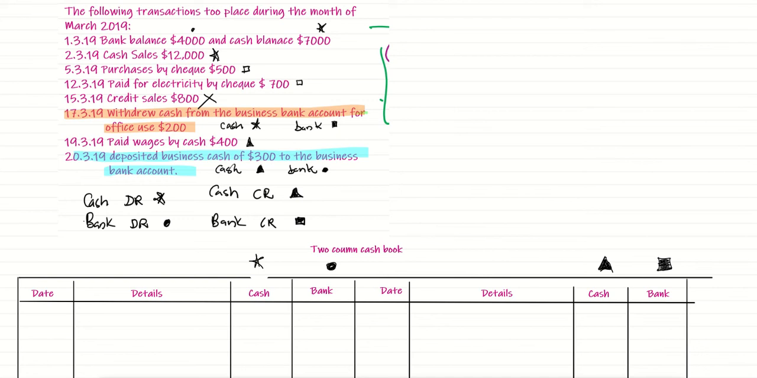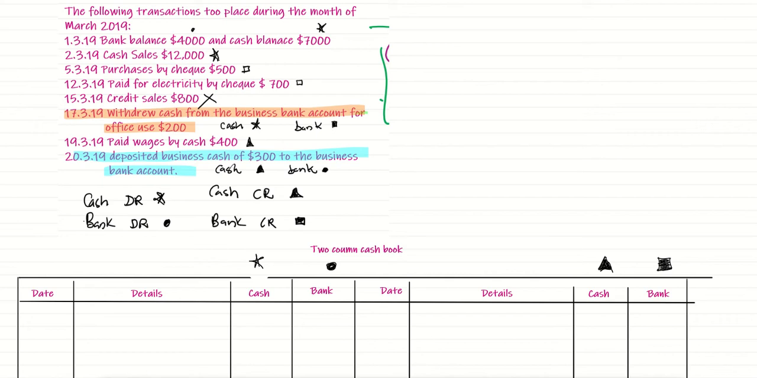Let's see how to prepare a two-column cash book. You can see there are some symbols used, a circle, star, triangle and a square to represent the debit side and the credit side of cash and bank. Cash debit use a star, cash credit use a triangle, bank debit use a circle and for bank credit use a square.